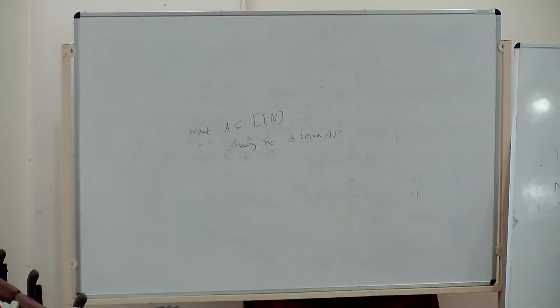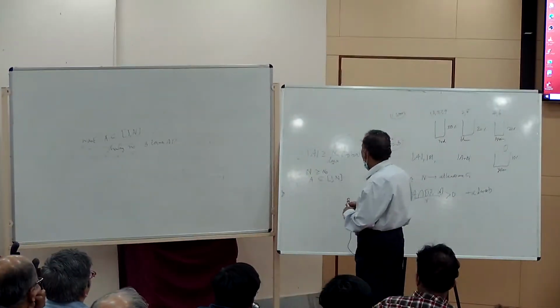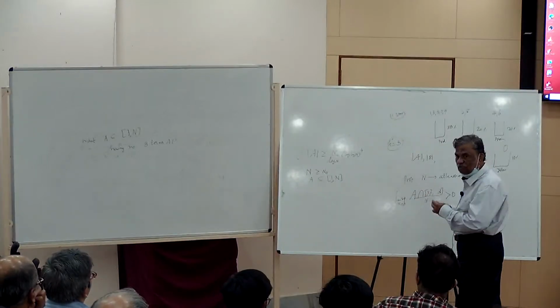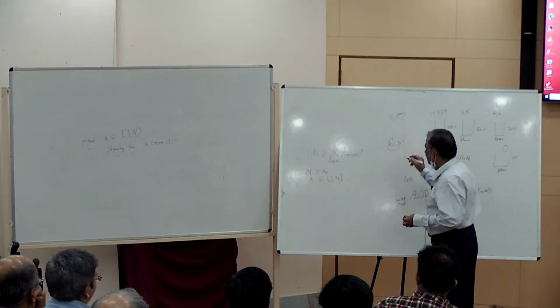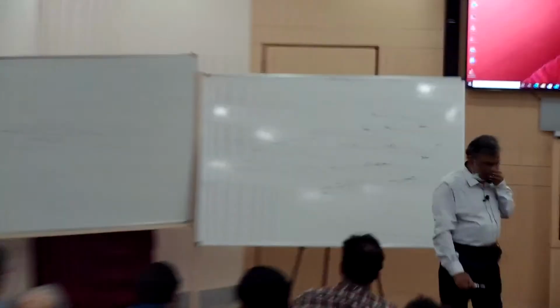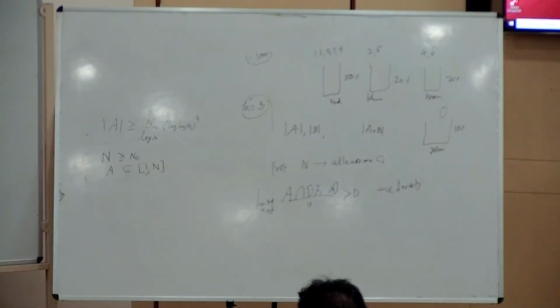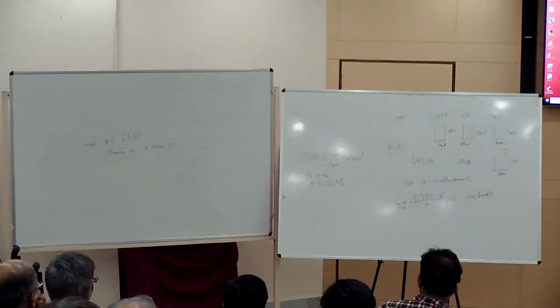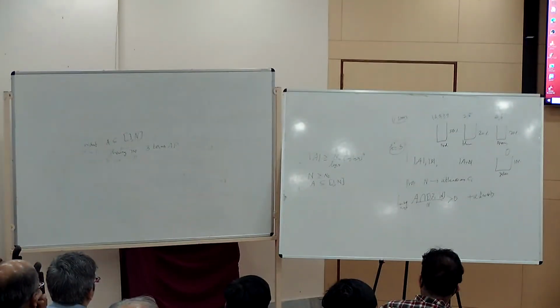A is a set whose coordinate is bigger than n over log n to log n 4. Sorry, I am only talking about k equal to 3. For general k, such a result is not true. That is why I am confining myself to k equal to 3. Therefore, I want A contained in 1 to n, which has no 3-term arithmetic progression. How big can a set A get?